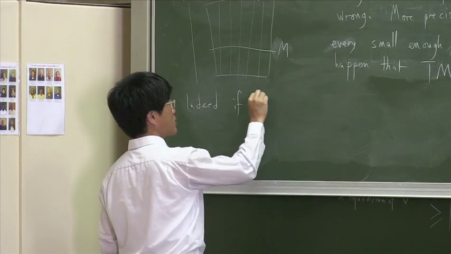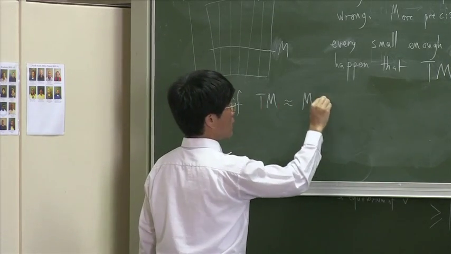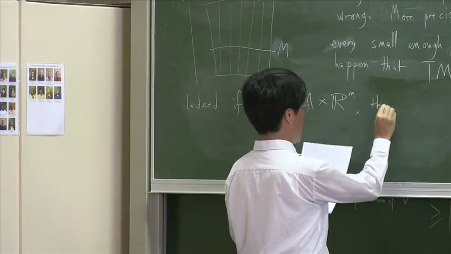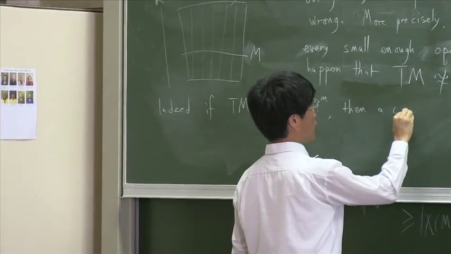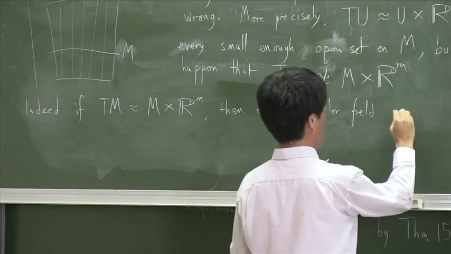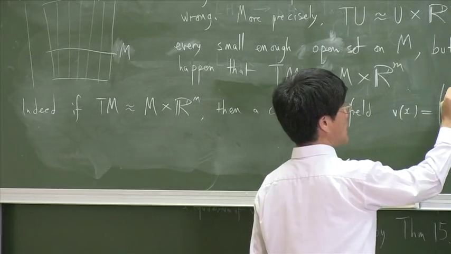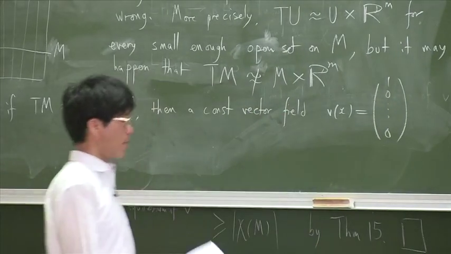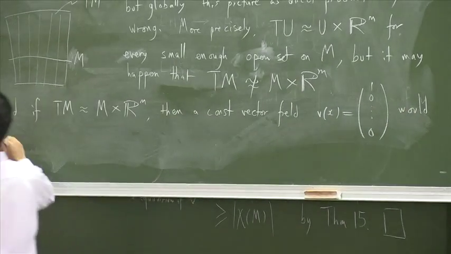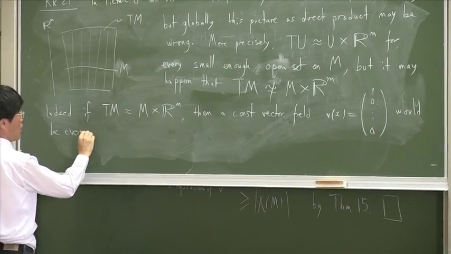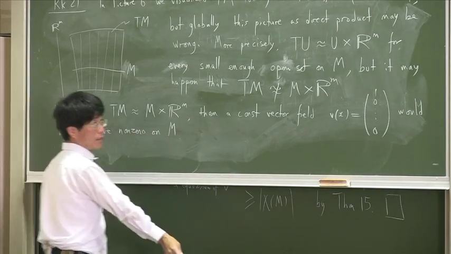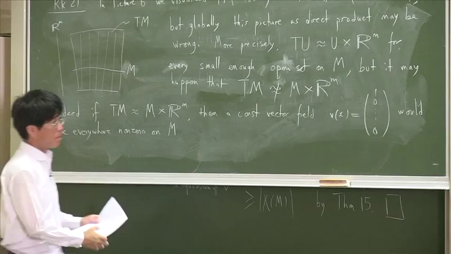What I mean is, if you have this, it's easy to write down an everywhere constant vector field V of X, let's say you have those components. It would be everywhere non-zero on M. You see, it's everywhere non-zero because the first component is always 1.